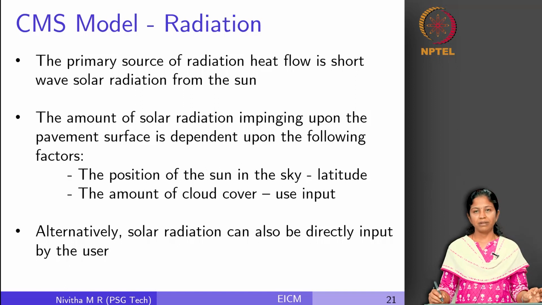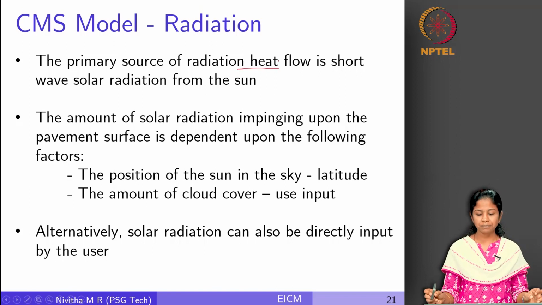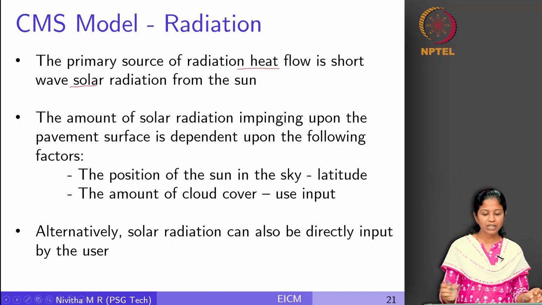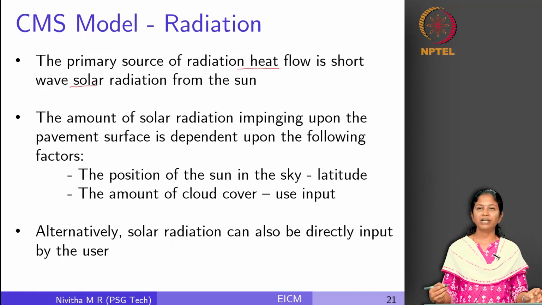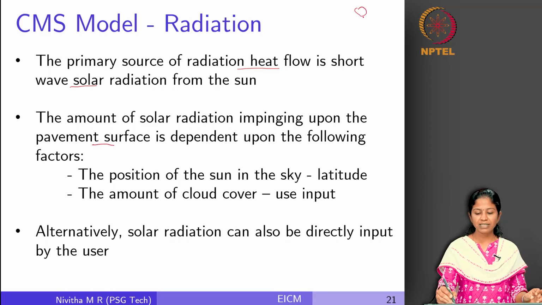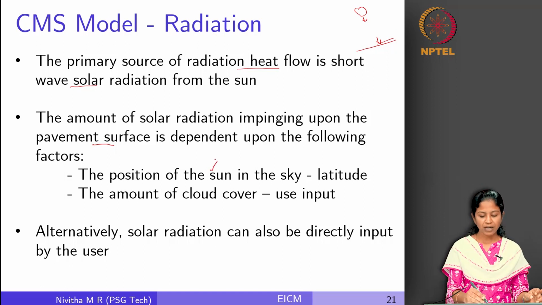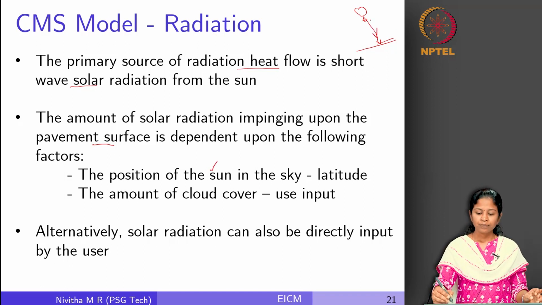The next factor which contributes to heat inflow to the surface is the radiation process. So, the primary source of radiation heat flow is the short wave solar radiation from the sun. So, we have the solar radiation that we receive from sun, that is a short wave radiation. Once we receive this short wave radiation, the amount of radiation impinging on the pavement surface. So, this is a radiation that we receive from sun, but how much actually falls onto the pavement surface? It depends on two parameters. One is the position of sun in the sky. So, depending upon the angle, the amount of solar radiation will vary.